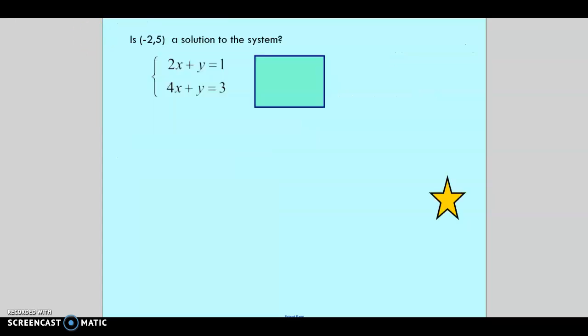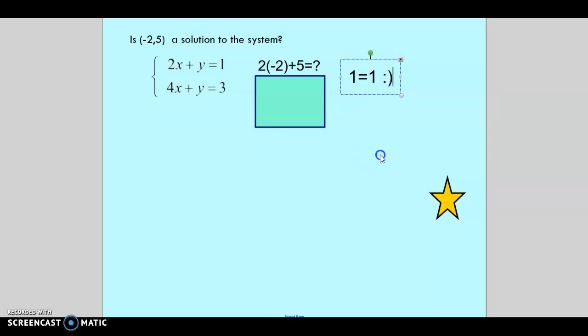Sometimes I can actually ask you to work backwards and say, okay, is negative 2, 5 a solution to the given system? In order to answer that question, I would just plug in negative 2 and 5 for my x and my y value, because that's an ordered pair. So I could plug in negative 2 for x and 5 for y, and if I get the 1 that the equation says I would, then that would work. So 2 times negative 2 is negative 4 plus 5, well that indeed is 1. So that would be correct.